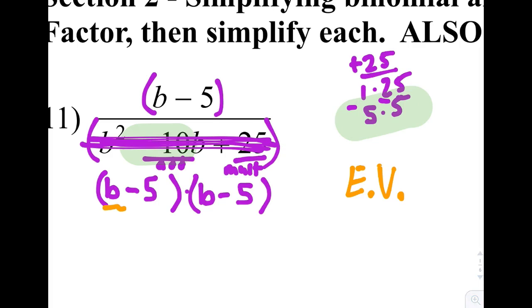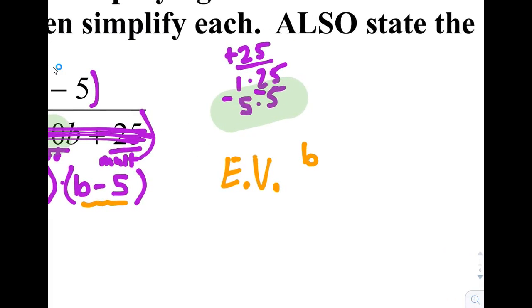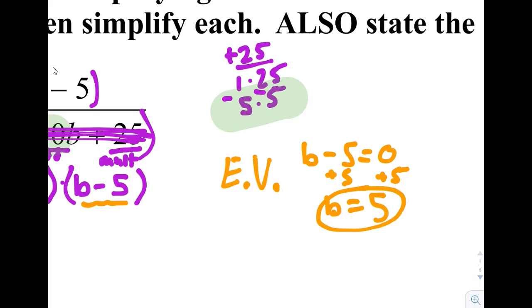We have a b minus 5 and another b minus 5. Since they're the same, we don't need to do this process twice, but we need to take each of those, b minus 5, and set them equal to 0. Just like we did before, we take the chunk of the denominator and set it equal to 0. In this case, we want b alone, so we add 5 to both sides, and we get b equals 5. So b equals 5 is our excluded value.